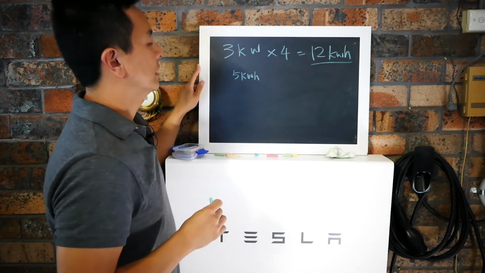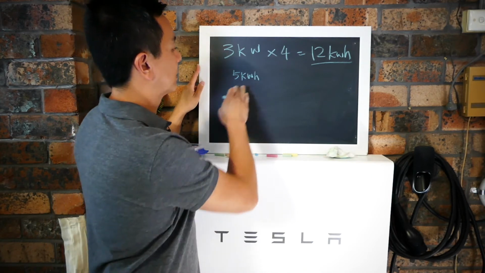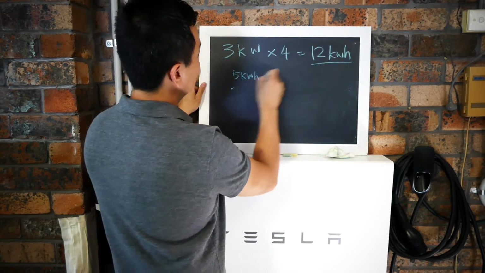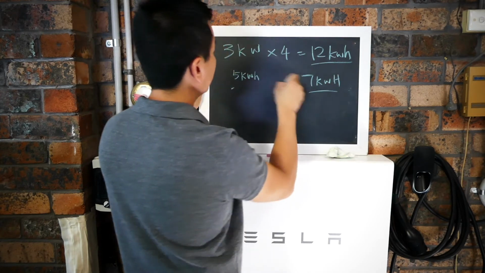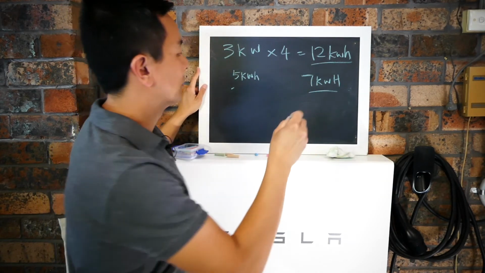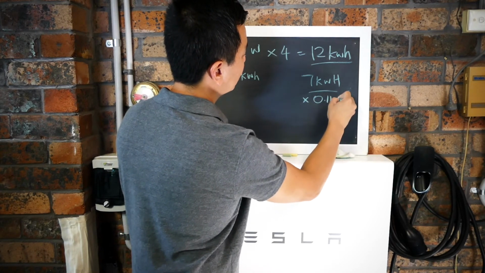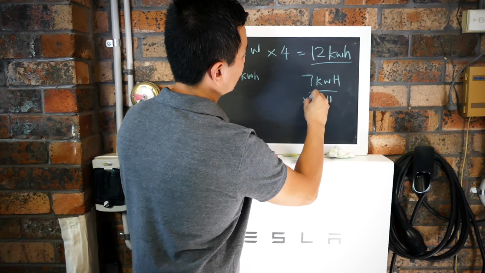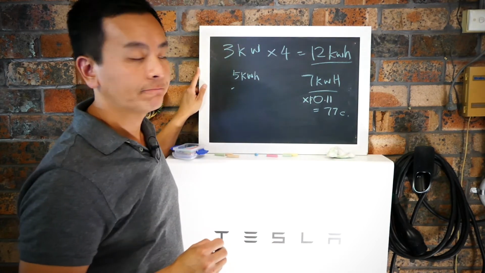hours is what the sun can cover during the day, then you've got 7 kilowatt hours from that figure, and that is sold back to the grid at 11 cents per kilowatt hour. So you'll get 77 cents back every single day.